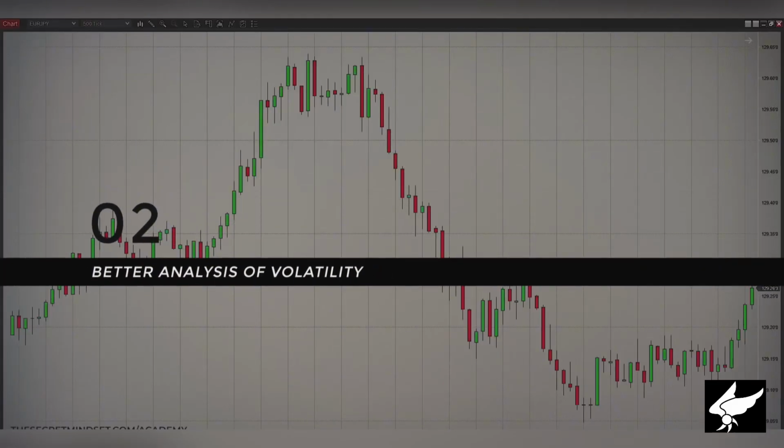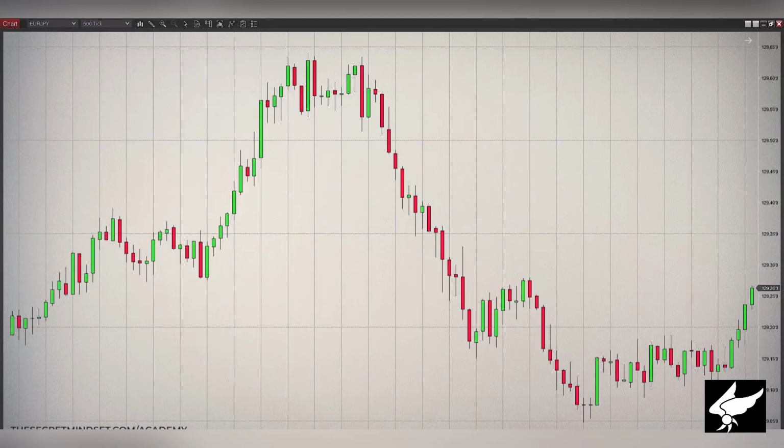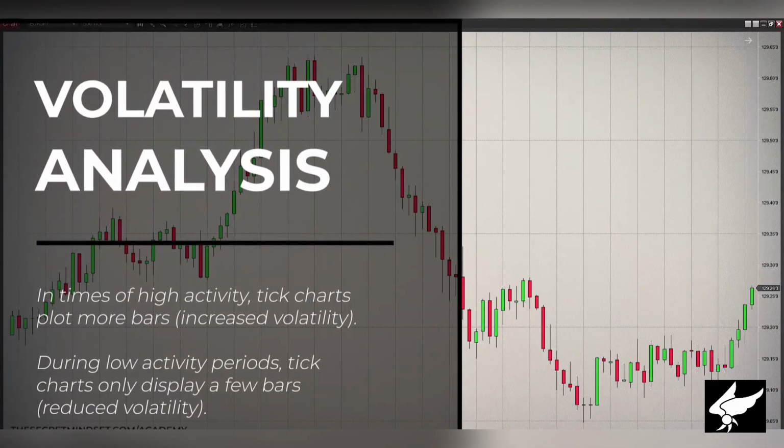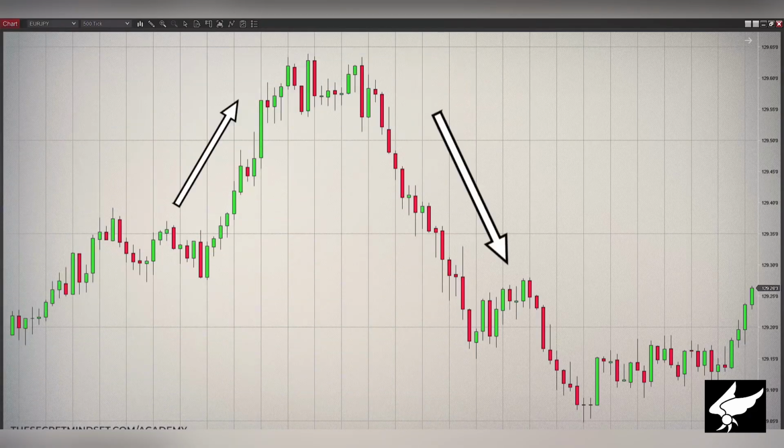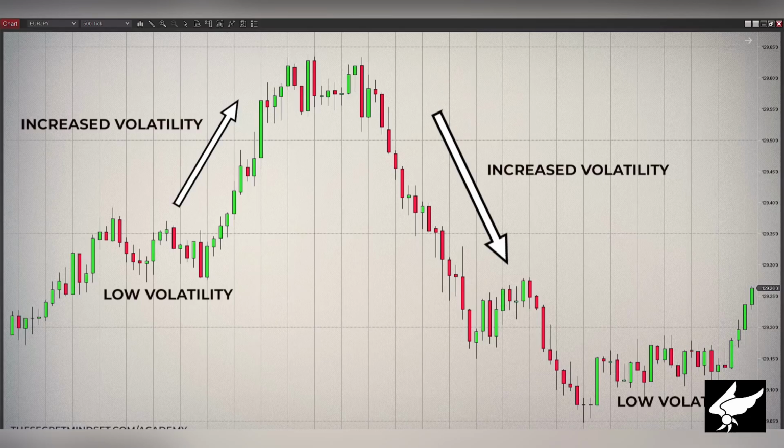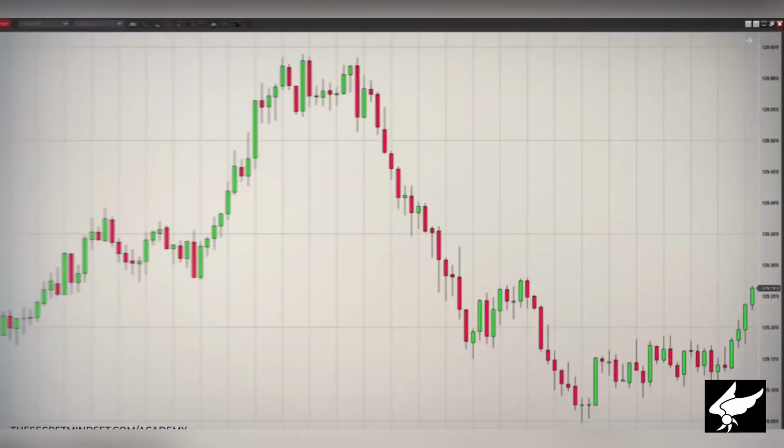Number 2. Better analysis of volatility. With tick charts, you will see a new bar forming only when there have been enough trades completed between buyers and sellers. In times of high activity, tick charts plot more bars. This could signal an increased volatility. Usually, when the market opens, the volatility increases and tick bars occur quickly. During the lunch hour, when the number of trades decreases, the volatility also decreases. This is often reflected in the activity on the tick charts. During low activity periods, tick charts only display a few bars. This is a better measurement of volatility because on the time-based charts, you'll continue to see the less important candles.